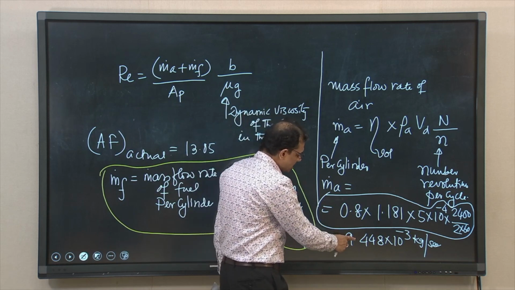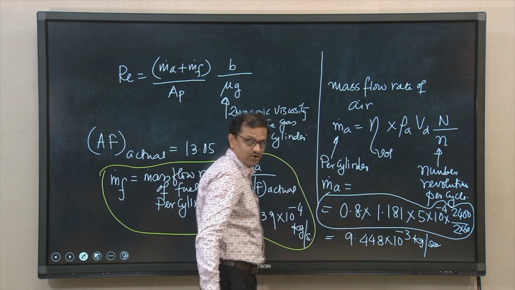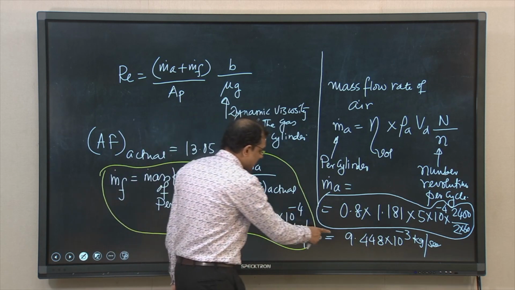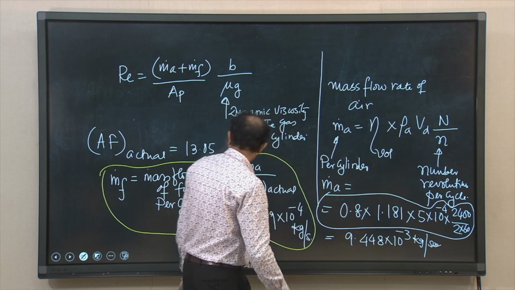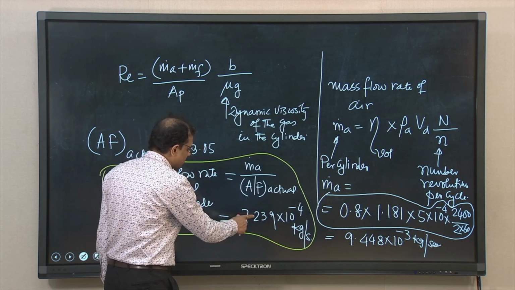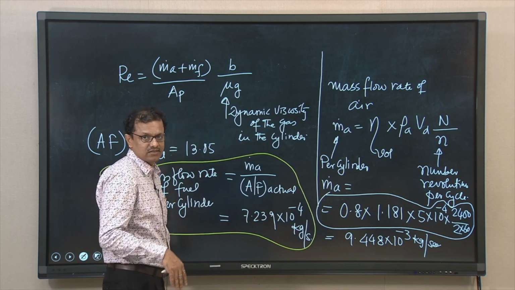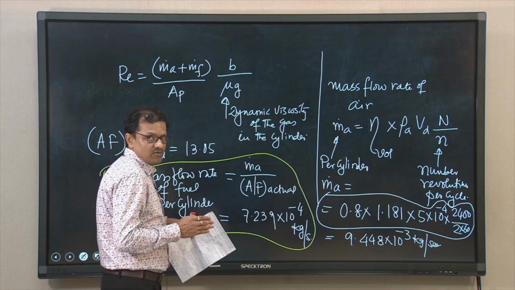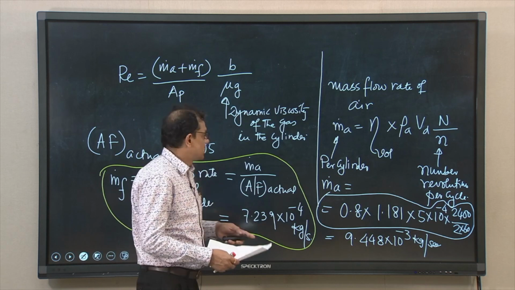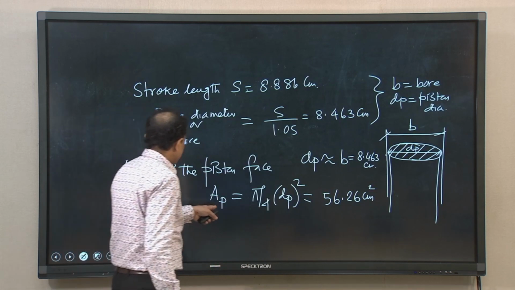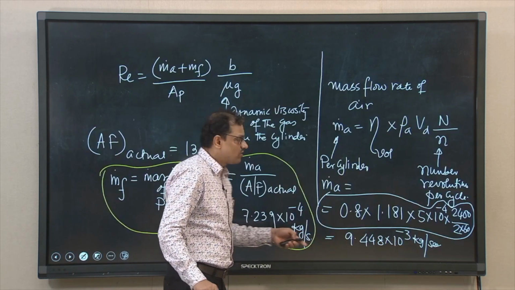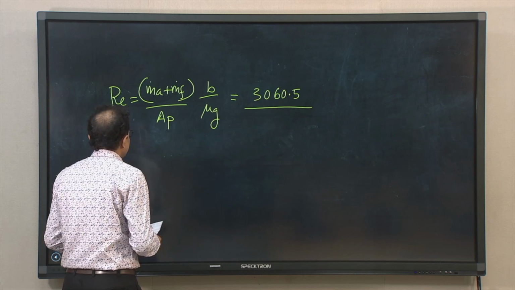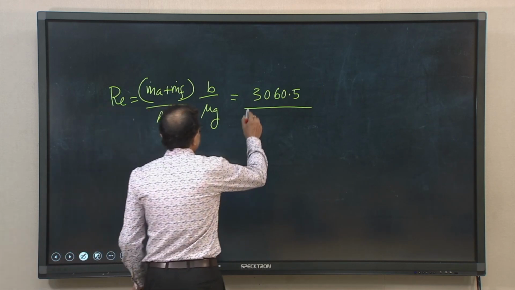mass flow rate of air is 9.448 into 10 power minus 3, whereas mass flow rate of fuel is 7.239 into 10 power minus 4. So, it is one order less, and that should be. So, that means our calculation is in the right direction, and we have already calculated the area of the piston. If we plug in all these values, then we will be getting the Reynolds number.